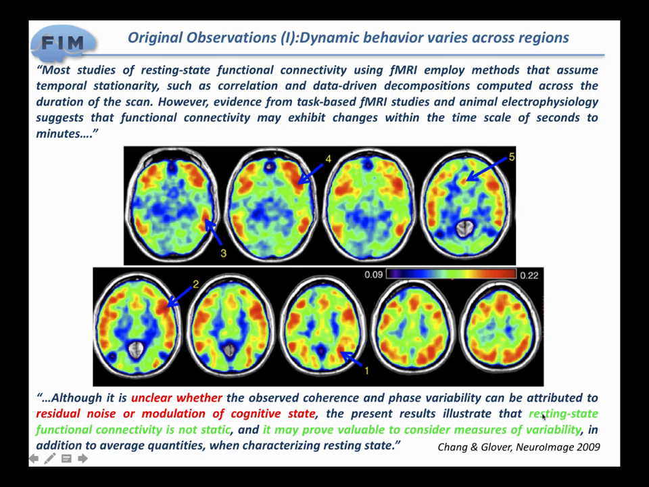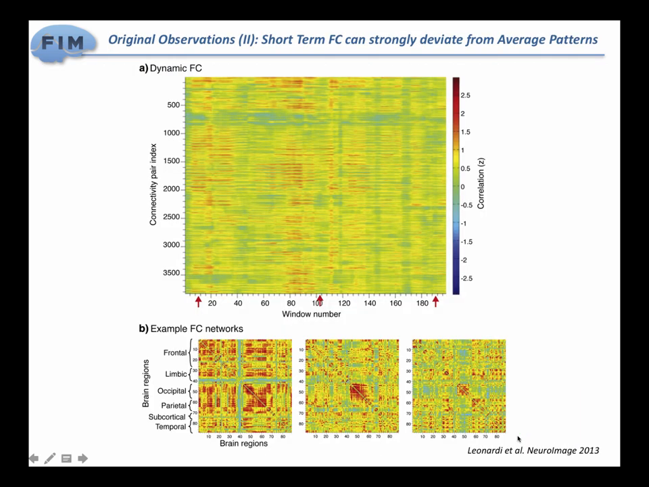And the present result illustrates that resting state connectivity might not be static, and it may prove valuable to consider these measures. If this is where we are, and their original observation, because they found this structure and a few other results points towards that direction, they say that this might be a new dimension to look into our resting state data.